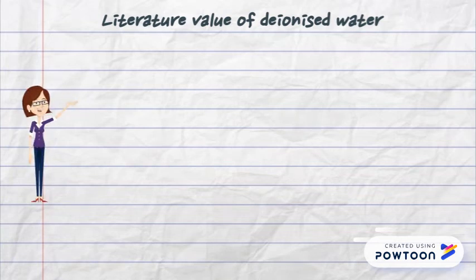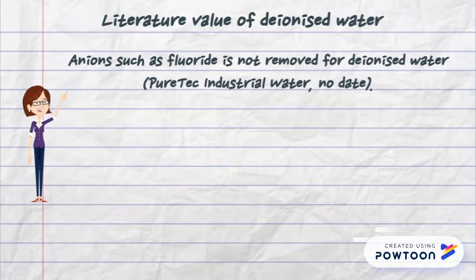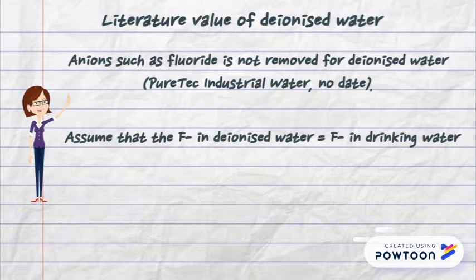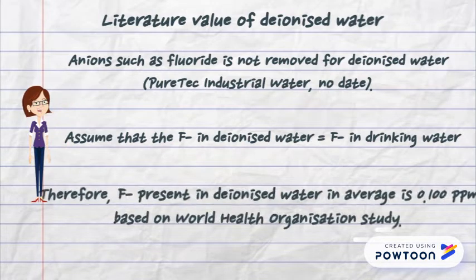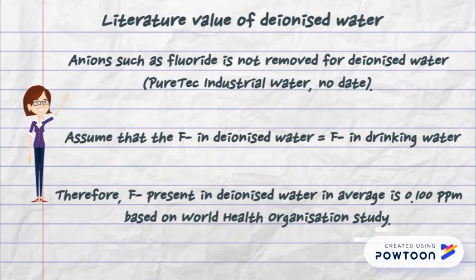Based on the PureTech industrial water research, anions such as fluoride ions are hardly removed when preparing deionized water. Therefore, we assume the fluoride ions in the deionized water are equal to the fluoride ions in drinking water, whereas drinking water has 0.1 ppm fluoride ions present based on studies.